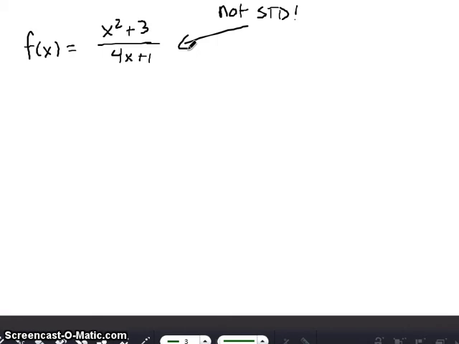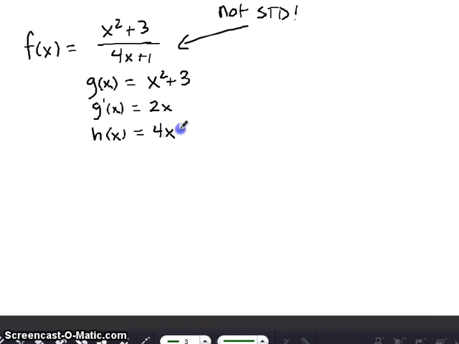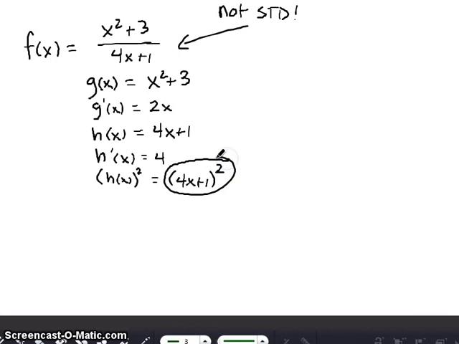So if you think about this in terms of g and h, we could say that the g of x from our rule would have been x squared plus 3, so g prime of x would be 2x, and we could think of h of x as 4x plus 1, which means h prime of x is equal to 4, and we could just think of h of x squared as 4x plus 1 squared. Very rarely do you want to actually expand that. We almost always want to keep it as 4x plus 1 quantity squared. So if we have all the pieces right here, all we have to do is put the puzzle together and we can come up with the derivative.